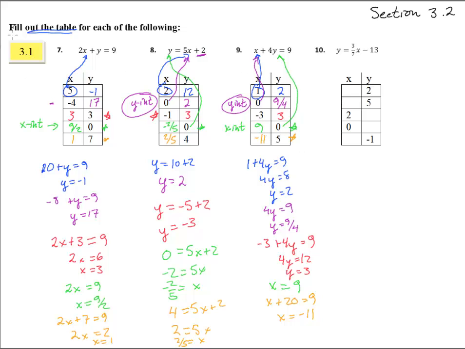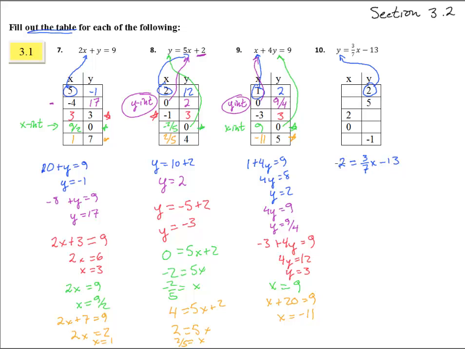Number 10. We start off with a y this time, sticking y in right there. I don't know why anybody would want to do this. I guess you get to pick your own numbers later, but that looks kind of nasty. 2 equals 3/7 x minus 13. And we've got to get x by itself.